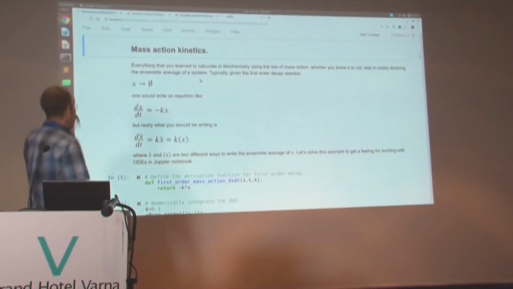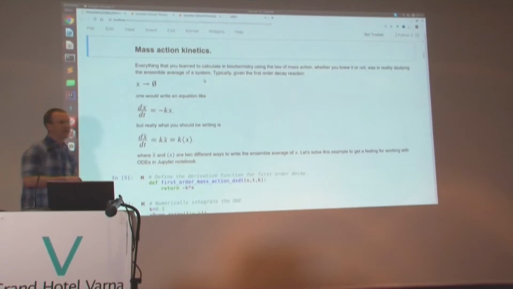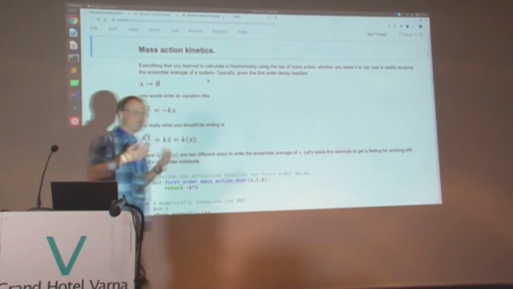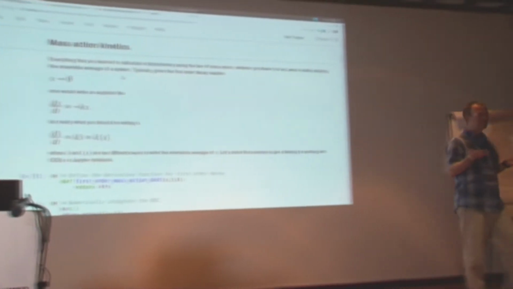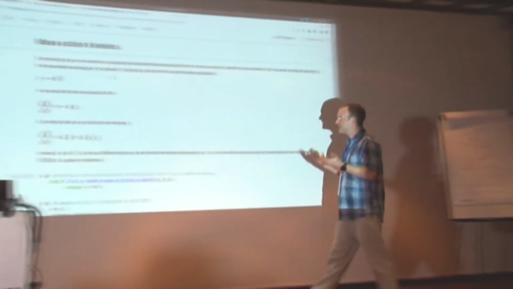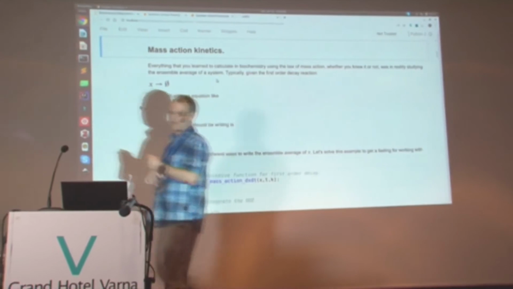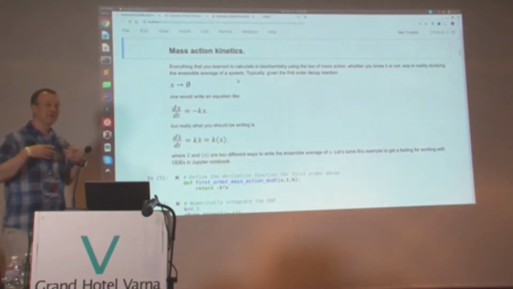The first thing we're going to talk about is kinetics. A lot of people probably have had biochemistry, even the biologists. Has anybody not had biochemistry? All right, in biochemistry you learn kinetics, and kinetics is just about the law of mass action.